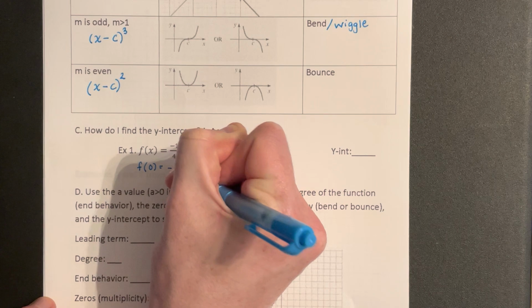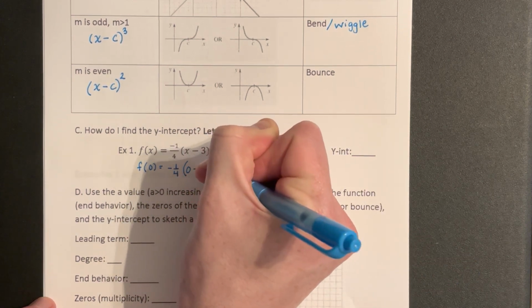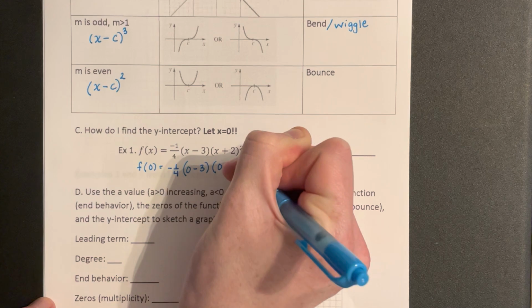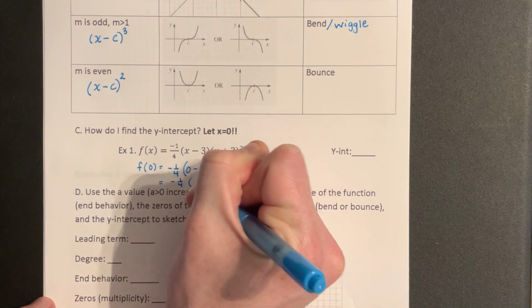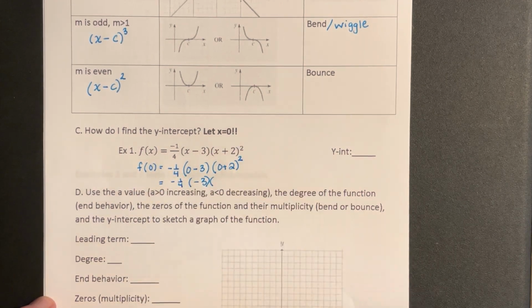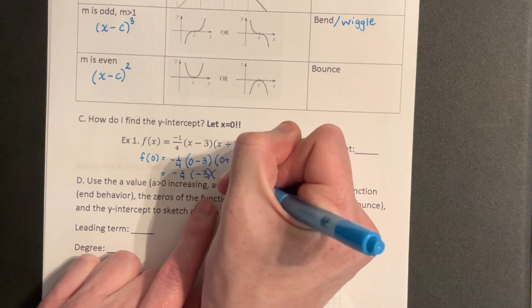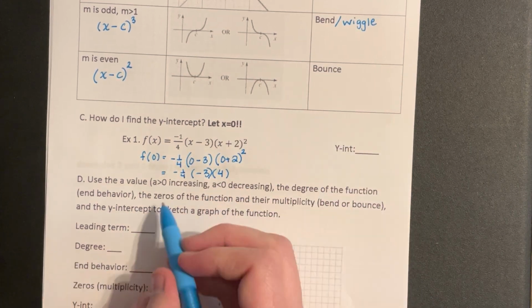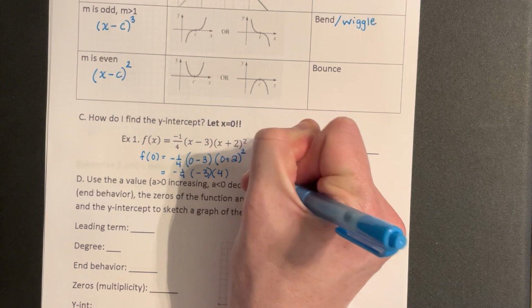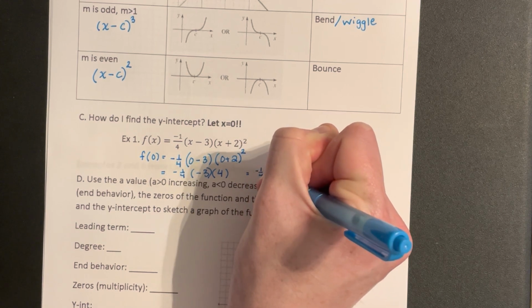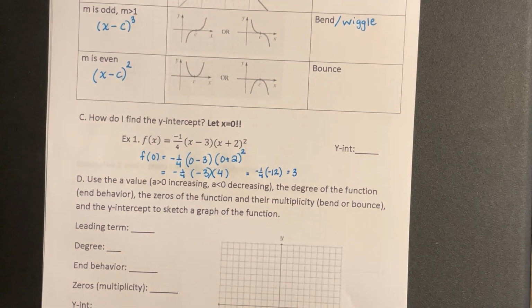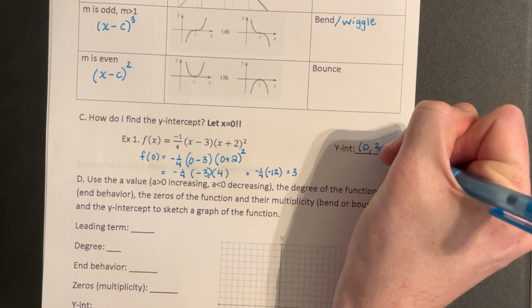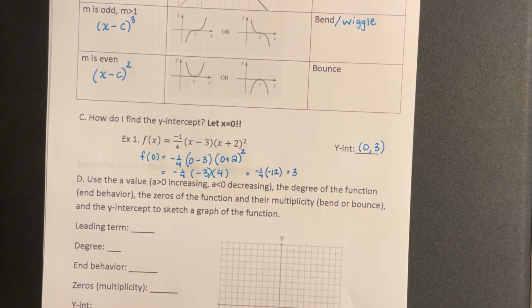So negative 1/4 times 0 minus 3 times 0 plus 2 squared. You can put that in your calculator, or you can work it out algebraically, either one. So 0 plus 2 is 2 squared is 4. And you just work that part out. We'd end up getting negative 1/4 times negative 12, which is a positive 3. You can get that either by using the calculator or just do it out by hand. But (0, 3) is my y-intercept.